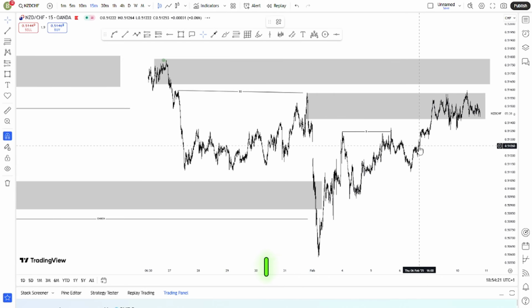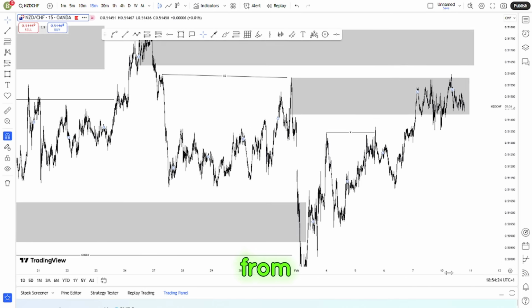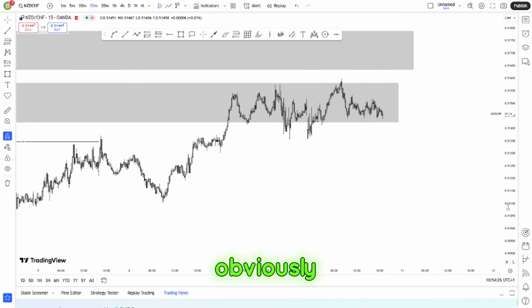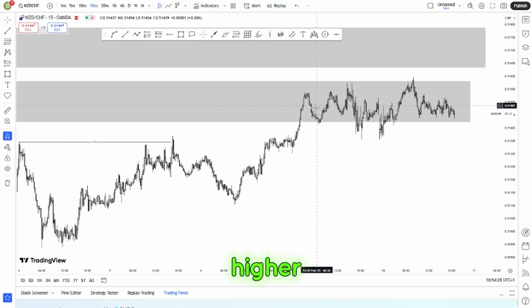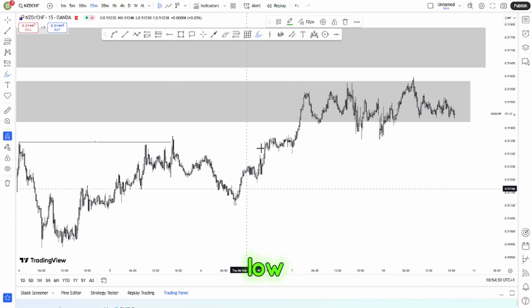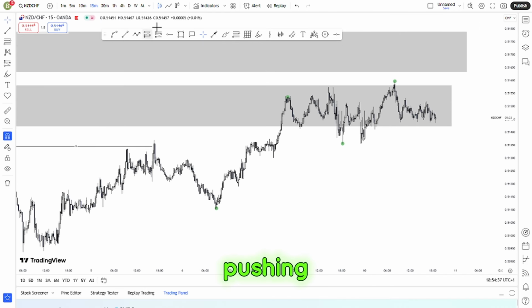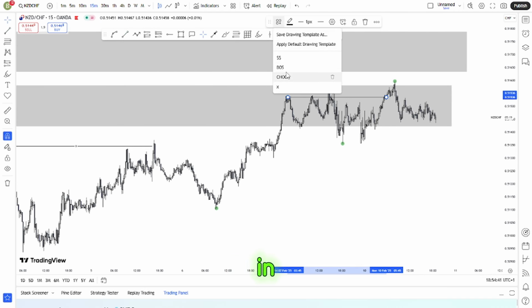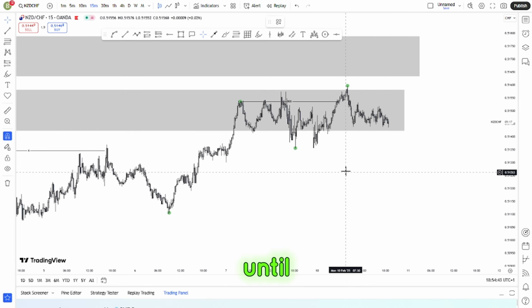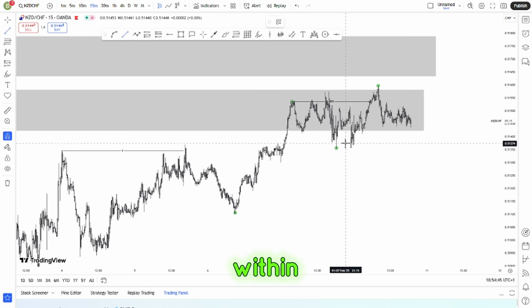That is where I take my entries, guys. Right? So from the 15-minute, you can obviously see that the market was giving us higher highs and higher lows. So from this low here, we had a high, then we had a higher low than that point, then we had a higher high. So the market is still pushing up in this case. So we are not ready to be buying in this market up until we change character within this point.